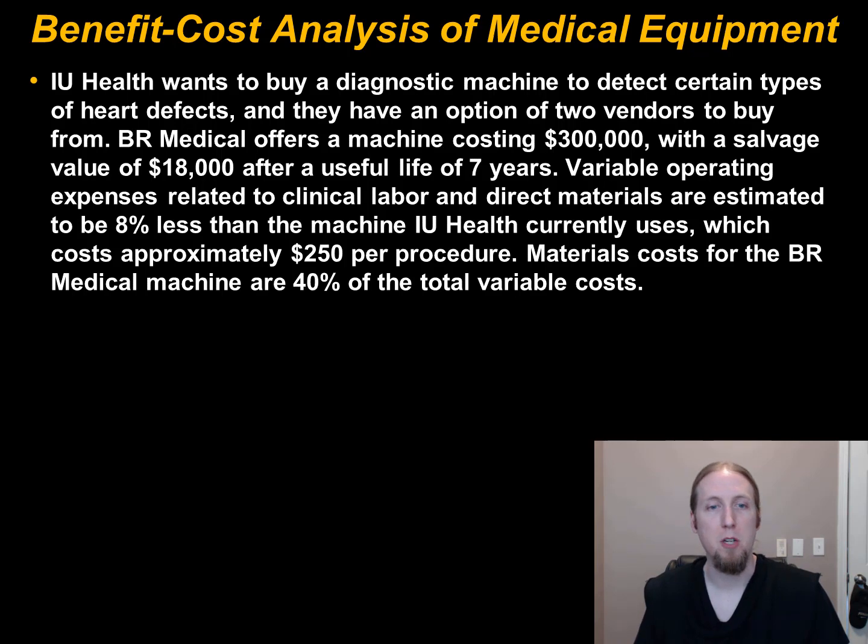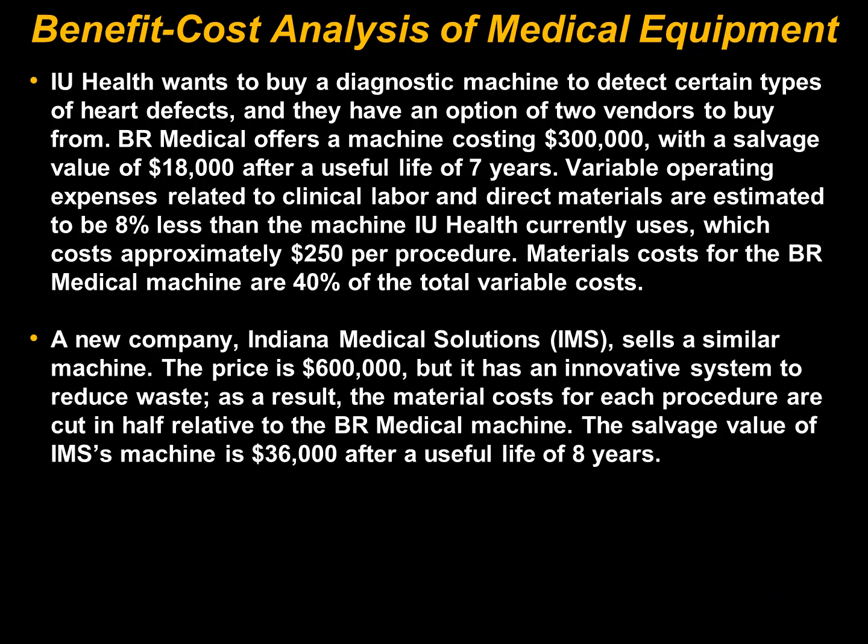Materials cost for the BR Medical machine are 40% of the total variable costs. A new company, Indiana Medical Solutions, or IMS, sells a similar machine. The price is $600,000, but it has an innovative system to reduce waste. As a result, the material costs for each procedure are cut in half relative to the BR Medical machine. The salvage value of IMS's machine is $36,000 after a useful life of 8 years.